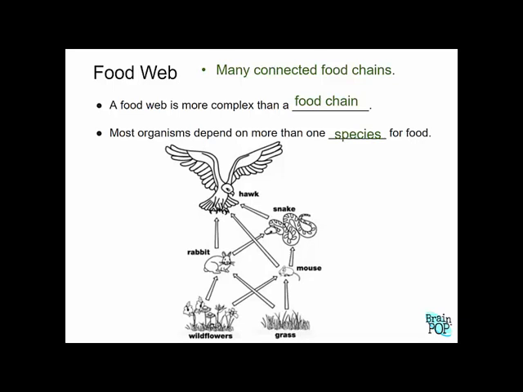So this is an example of a relatively simple food web that shows how organisms obtain energy. Remember, arrows always go from what was eaten to what ate it. The arrows are showing the flow of energy.